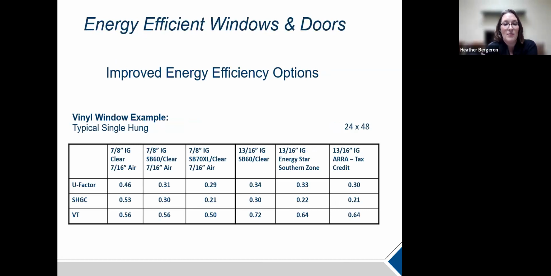Here's an example for a vinyl window, for a typical single hung, again in a 24 by 48 size. Depending on your glass thickness and your insulated unit here, as well as your clear glass, it gives you your different solar heat gain coefficients, your U factors and your VTs. And it's also showing you here on the right-hand side, if you go with 3/16 of an inch on an insulated unit here, it'll show you your tax credit based on your climate zone and ENERGY STAR.